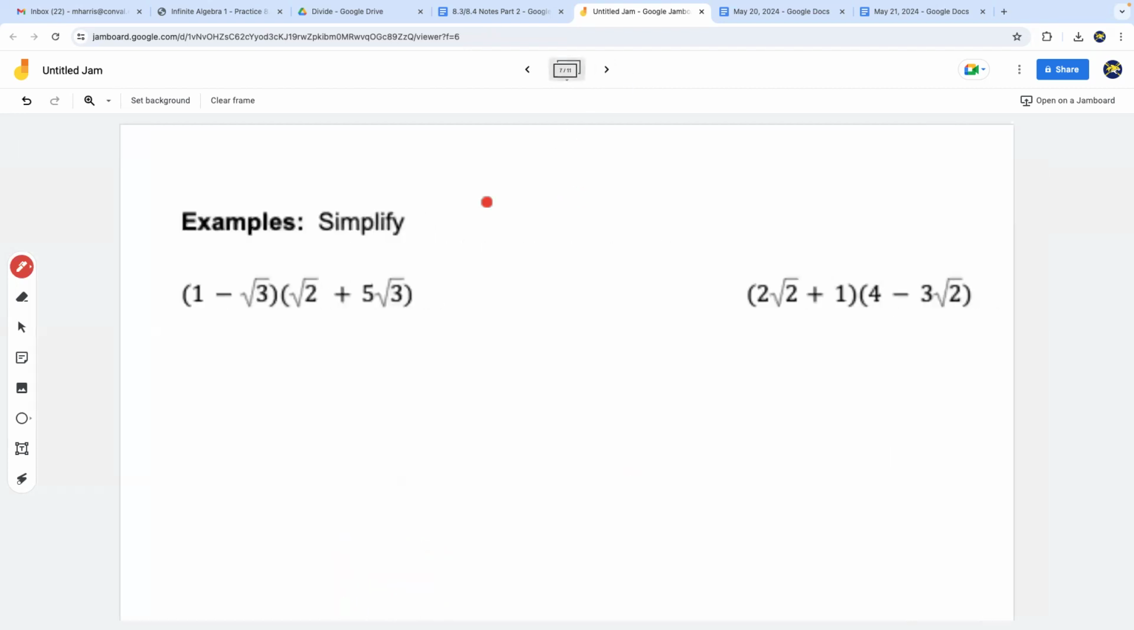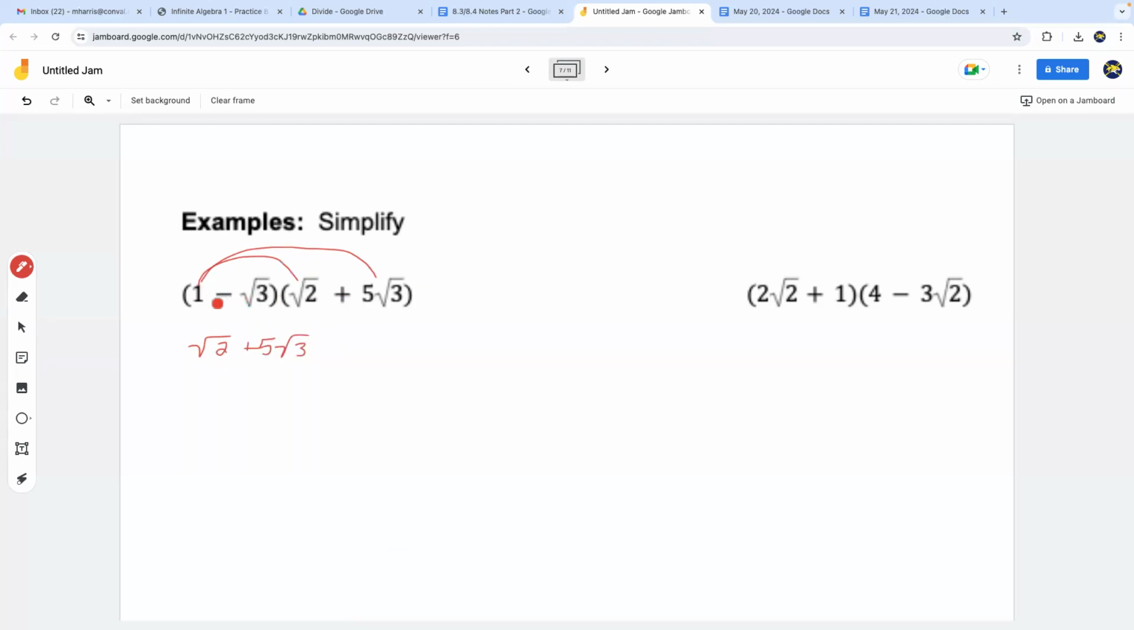So let's take a look at an example here. If I am using FOIL, or double distribution here, I'm going to take this first term, this 1, and I'm going to distribute it to the root 2, and I'm going to distribute it to the 5 root 3. So 1 times root 2, well, remember, once you're outside of the radical, you don't want to go in. So 1 root 2 is just root 2. 1 times 5 root 3, well, 1 times 5 is 5, so we get 5 root 3. Remember, because anything times 1 is itself.